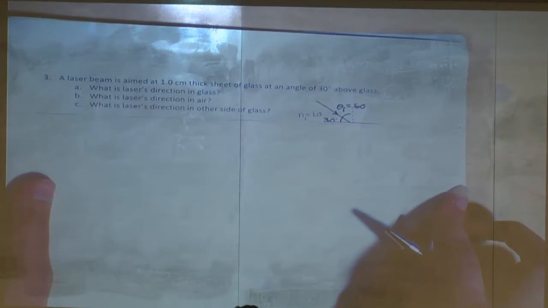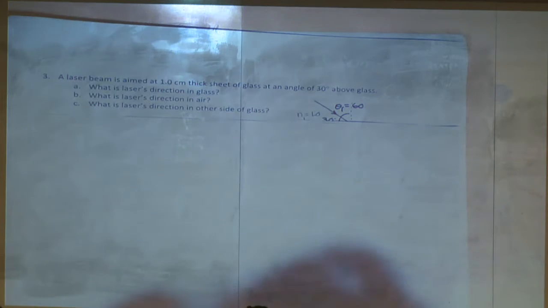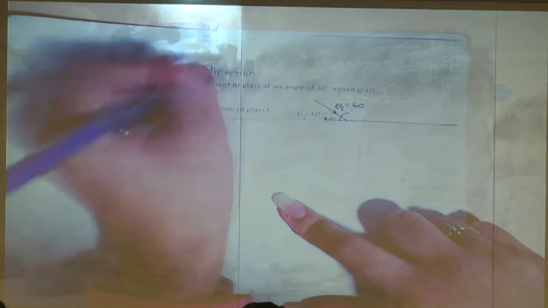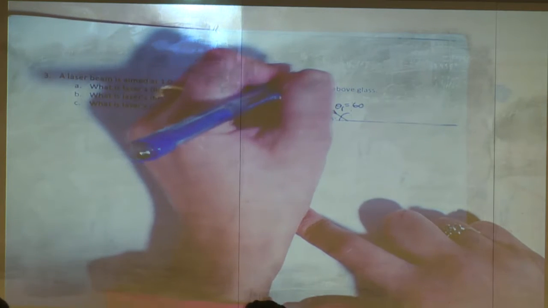Okay, so for this one, we have a laser beam that is aimed at a 1 centimeter thick sheet of glass at an angle of 30 degrees above the glass. So we're looking for the laser's direction in glass, and then the laser's direction in the air, and then the laser's direction on the other side of the glass. This is a classic example of Snell's law, where when they say direction, they're actually asking for the angle. So let me write that down here. Direction means that you're looking for the angle.